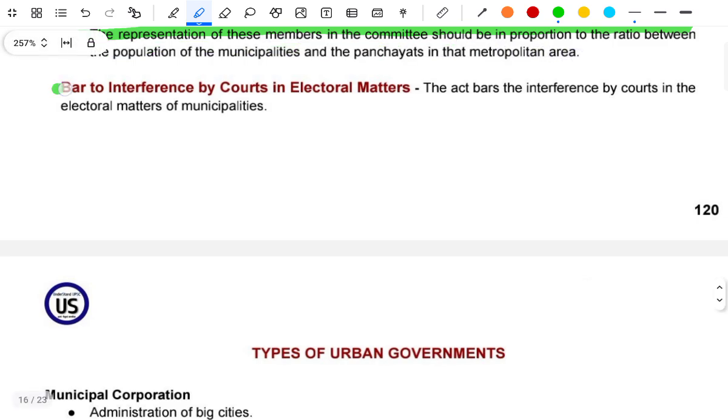Bar on interference by courts in electoral matters. The act bars interference by the courts in the electoral matters of the municipalities.